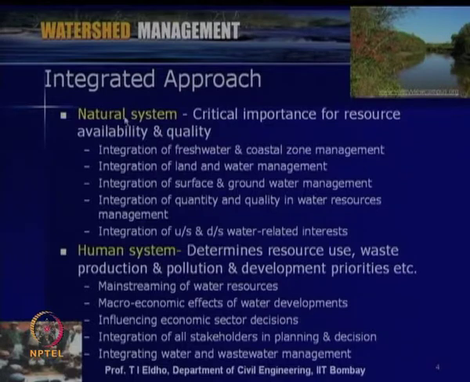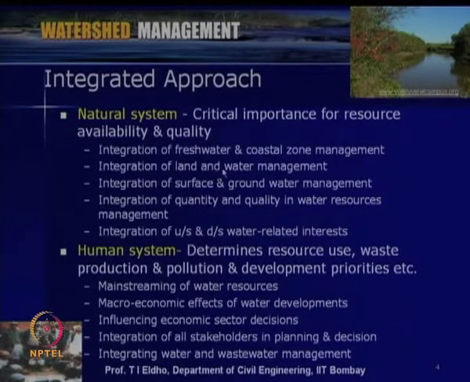Here you can see, related to the natural system, there is critical importance for resource availability and quality. So, when we call the integrated approach in terms of the natural system, it includes integration of freshwater and coastal zone management. You can see that the rivers will be joining the sea. Then what is happening in the coastal zone will be affecting the freshwater availability as well as various related issues. So, we have to see the integration of freshwater and coastal zone management, then integration of land and water management. That is another important issue which we have already discussed earlier.